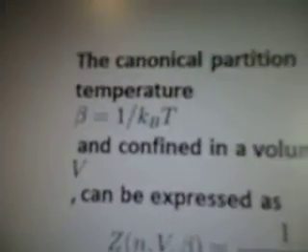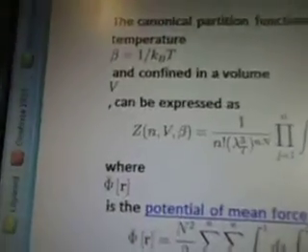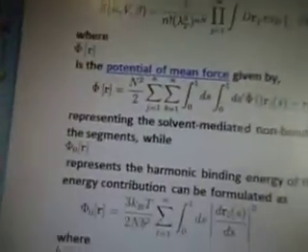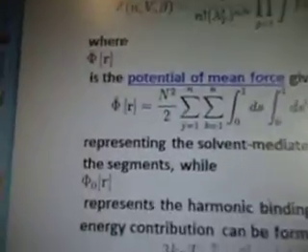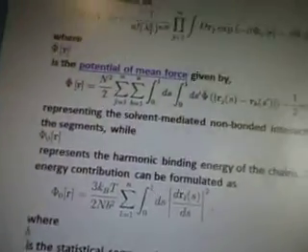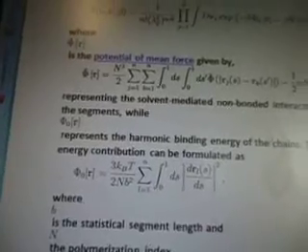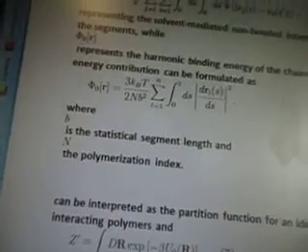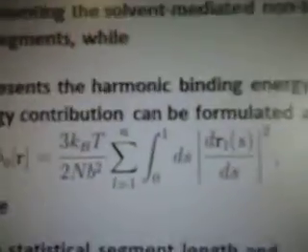The canonical partition function of such a system kept at an inverse temperature, and a confinement in a volume V, can be expressed as this calculation right there. Okay, where this is the potential of mean force given by this little thing here. You can look at this on Wiki if you need to look at it. Okay, representing the solvent-mediated non-bonded interactions among the segments, and this represents the harmonic binding energies of the chains. The latter energy contribution can be formulated as this.